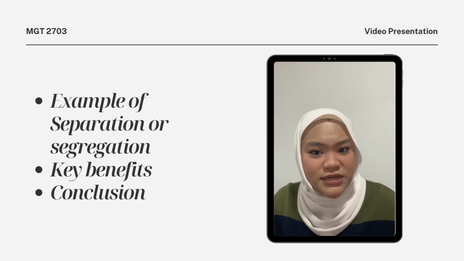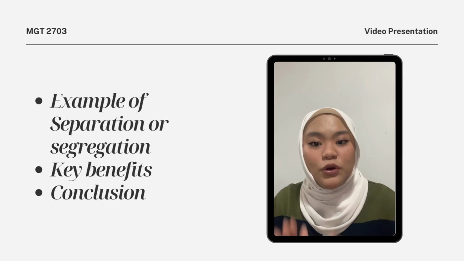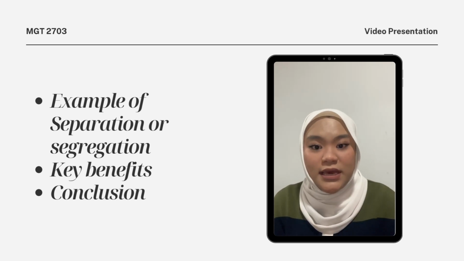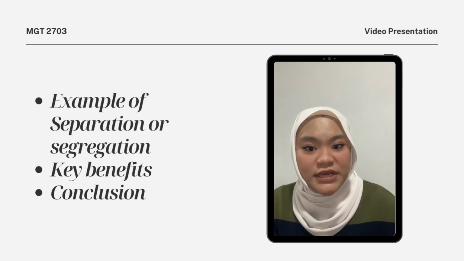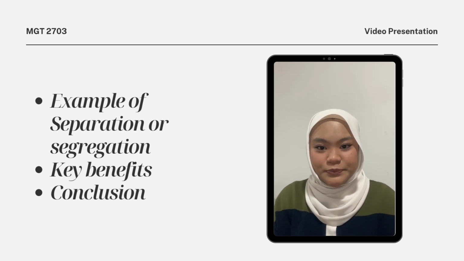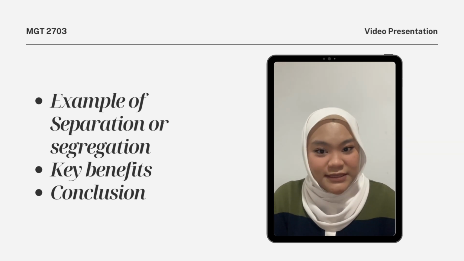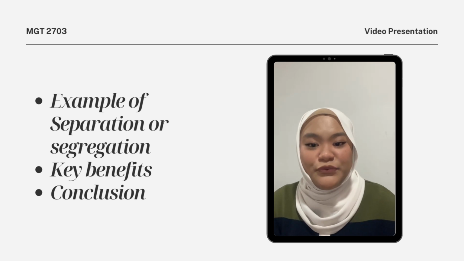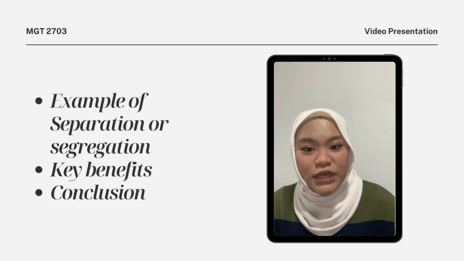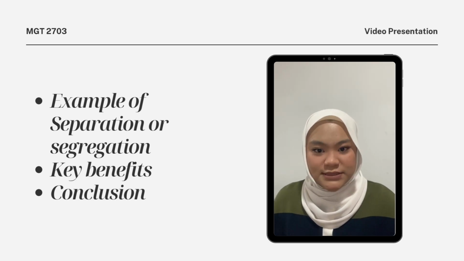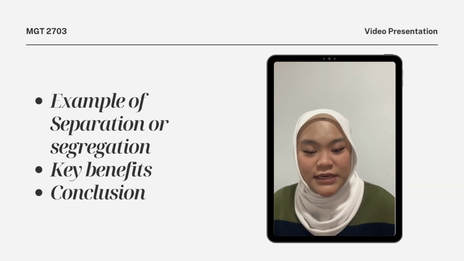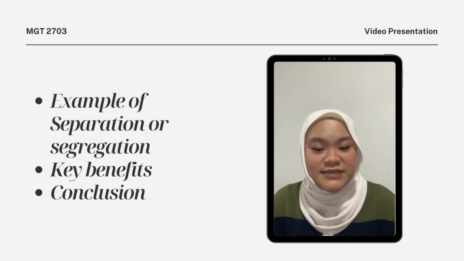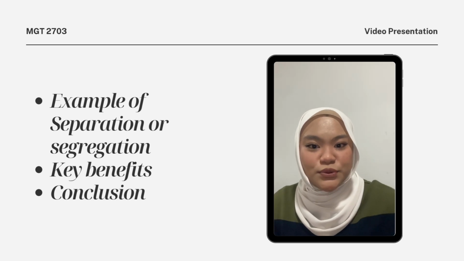So the conclusion is, separation or segregation is a simple and smart way to manage risk. Which means, in brief, you avoid losing everything at once. Separation or segregation is all about staying safe and staying in control.